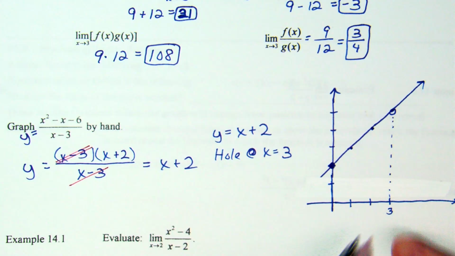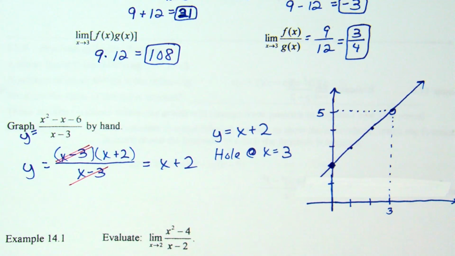Okay, so now, as x approaches 3 from both sides, we're approaching this hole, yes? It's a hole, that's okay. And it approaches at the y value of 5. So the limit as x approaches 3 is 5.